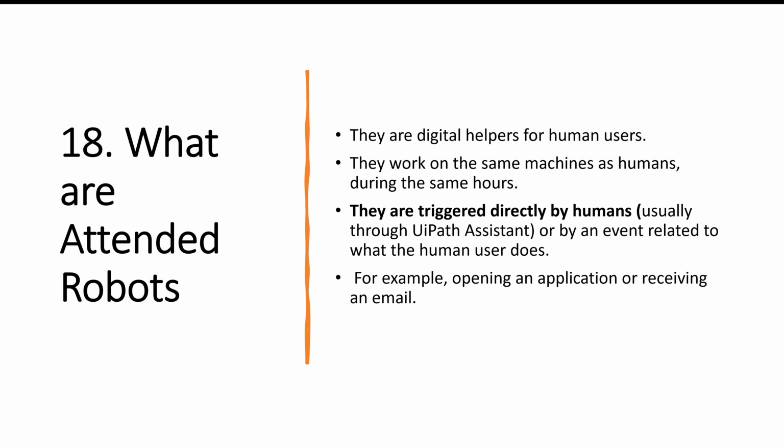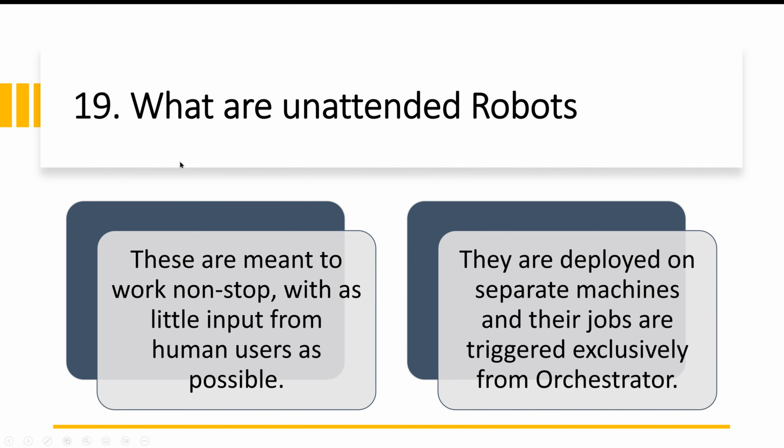For example, what could be the event? For example, opening an application or receiving an email. So whenever a human being opens an application, it triggers that particular robot to do some activities, do some process and help the human being in order to complete his day's work. This way, attended robots will work in parallel along with the human being on the same machine. Now let us move on to the next question.